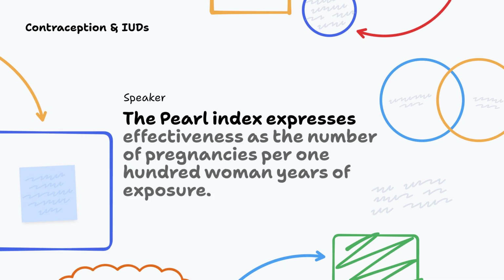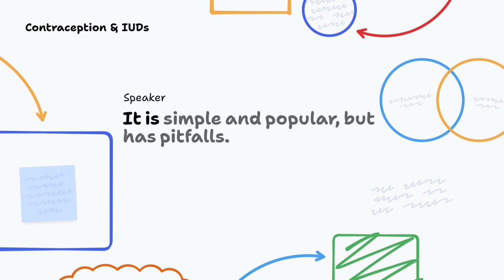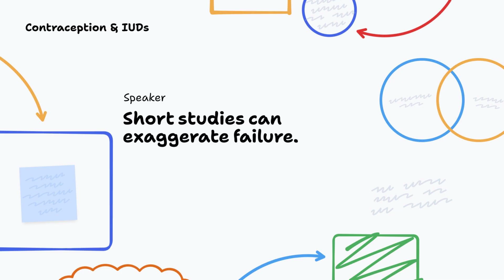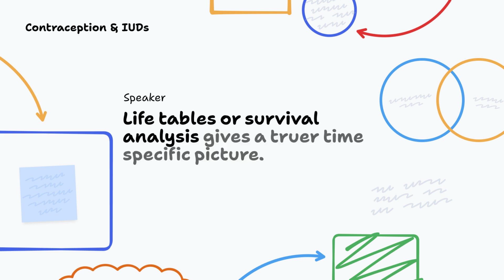The Pearl Index expresses effectiveness as the number of pregnancies per 100 woman years of exposure. Formula-wise, pregnancies multiplied by 1200 divided by total months of exposure. It is simple and popular but has pitfalls. Short studies can exaggerate failure. It mixes perfect use and typical use unless specified, and it does not account for discontinuation over time. Life tables or survival analysis gives a truer time-specific picture.